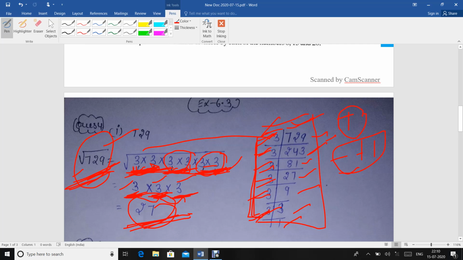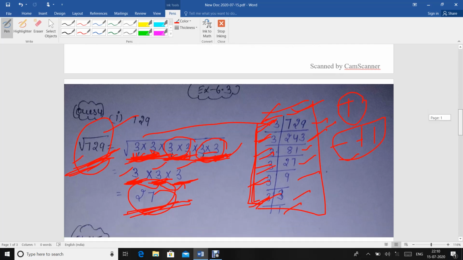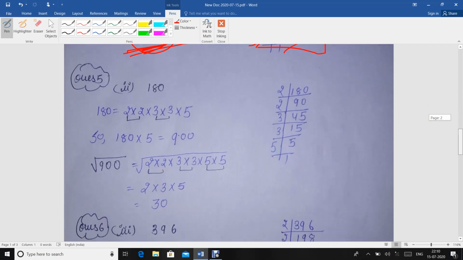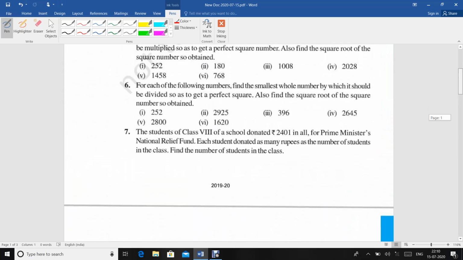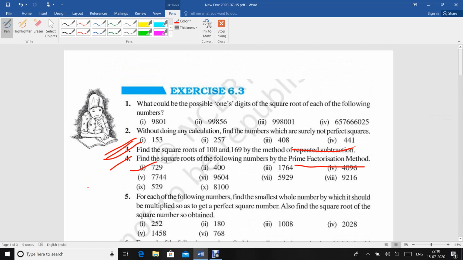So this is the method to find the square root by the prime factorization method. Similarly, you can find the square root for all numbers. You have to try yourself and keep practicing. After practicing, you will get the method. Let us move towards the next question.